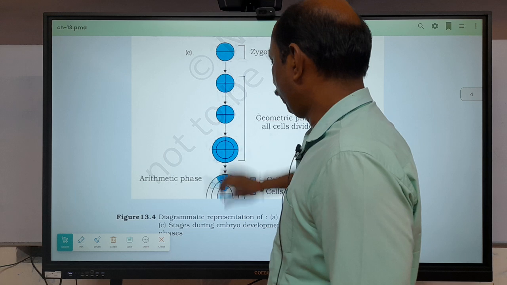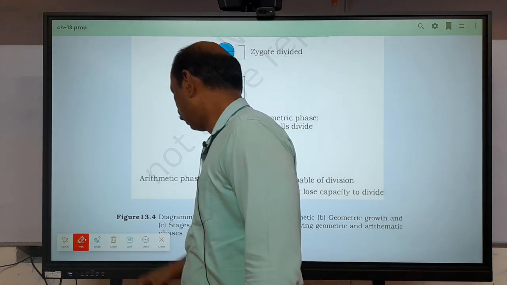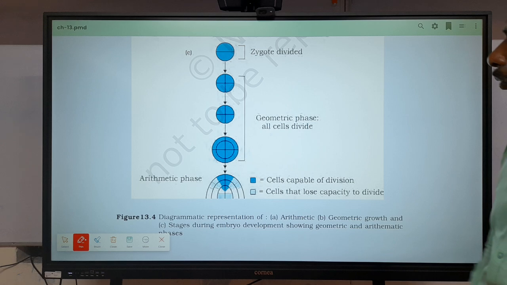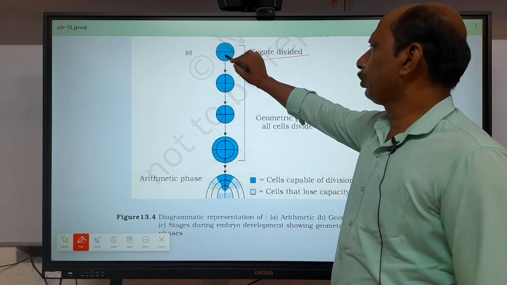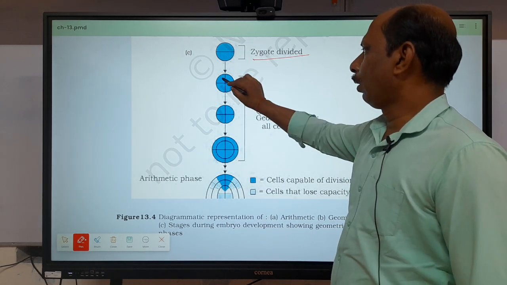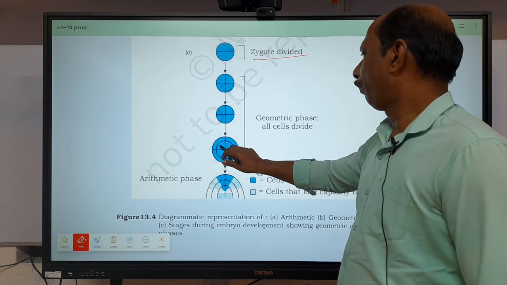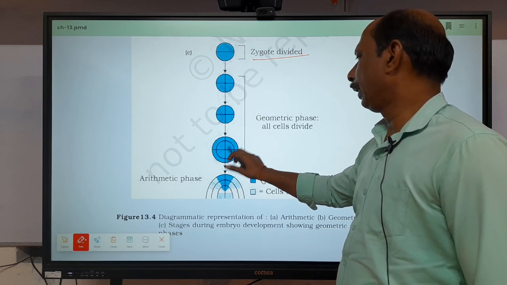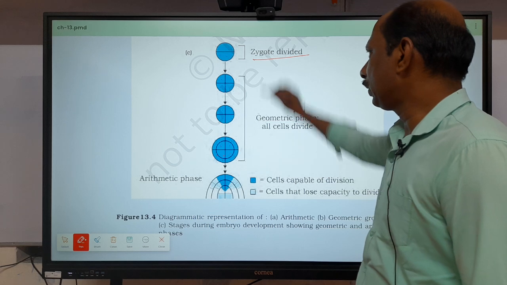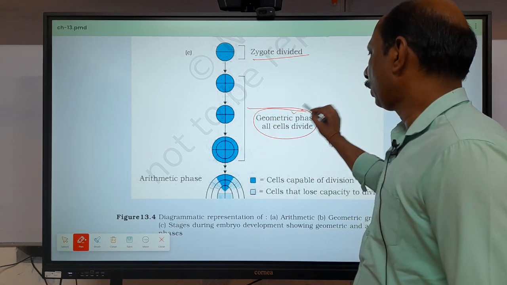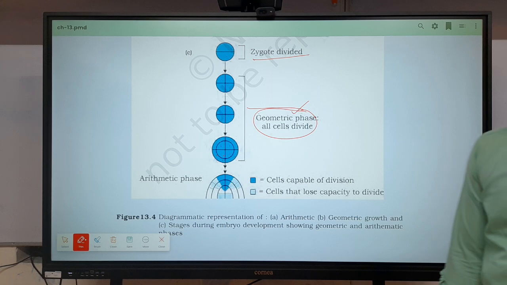One figure, C, is given here. It represents the zygote division. Look here, the zygote divides into two cells, 1 and 2 cells. Now both cells divide further and form 8 cells. So this is a geometric phase, meaning all the cells are dividing, right?